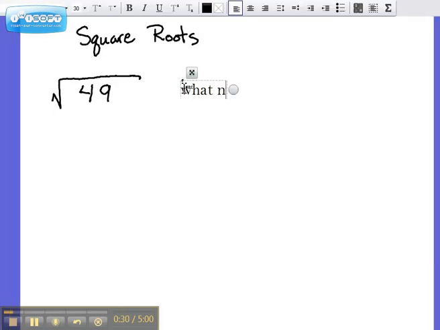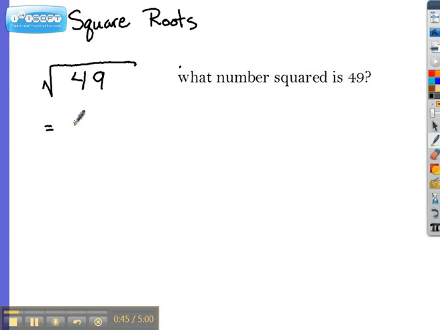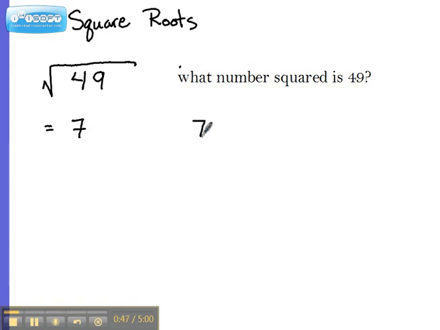This is asking us what number squared is 49. That's what that's asking us. What number squared is 49? Well, that's going to be 7, because 7 times 7, 7 squared, is equal to 49.